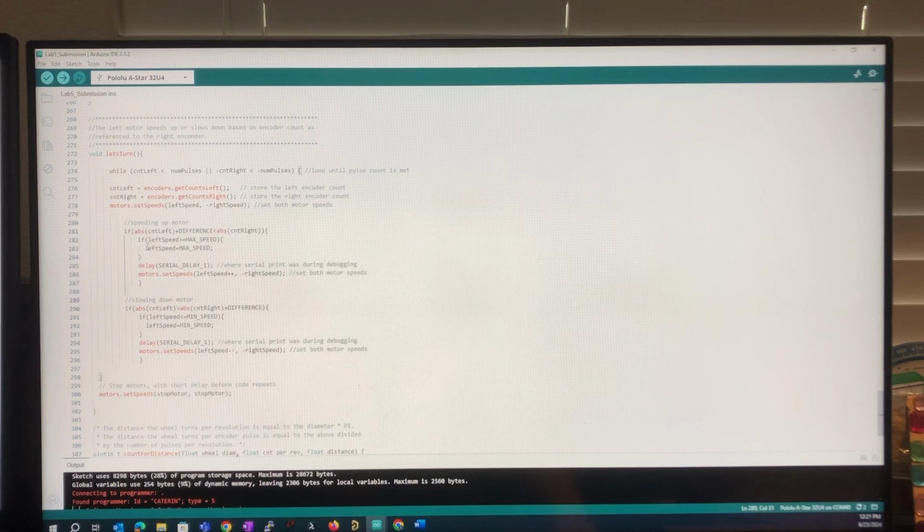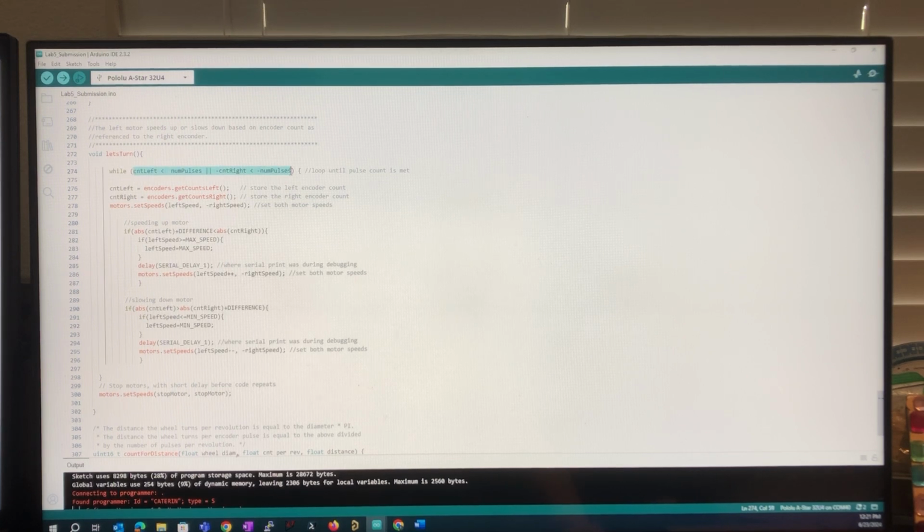Anyway, if the left count falls behind the right count, we will speed up. Again, there's the serial delay. That's where in my other code I had some serial prints that were more important than I thought. Then we set the motor speed. We'll increment the motor speed of the left side, and we'll just set the right speed in the backwards direction. Likewise, if the left count goes ahead of the right count, we will slow down the motor, we'll decrement it.